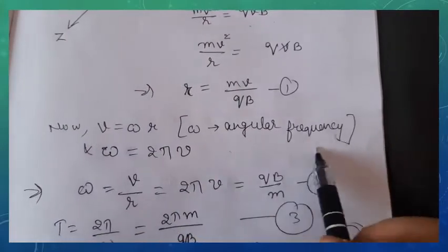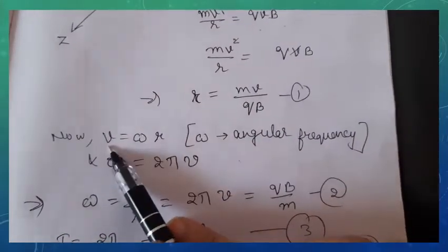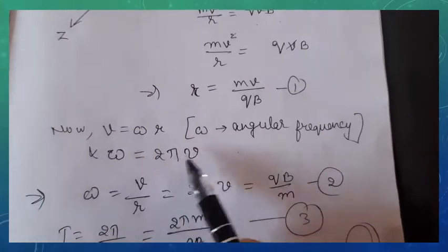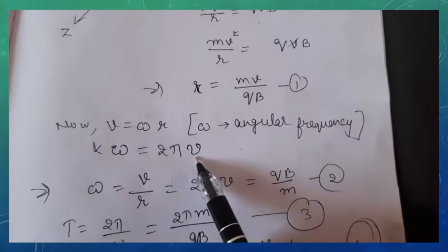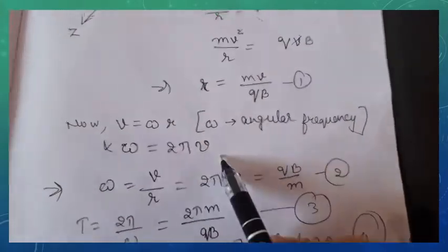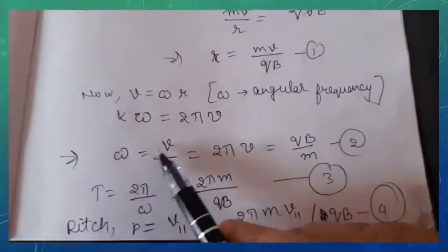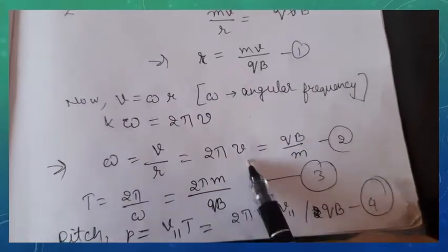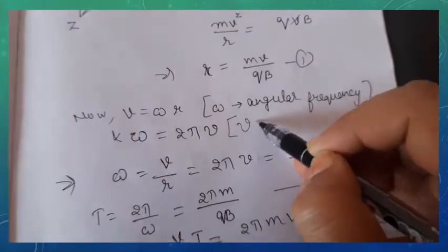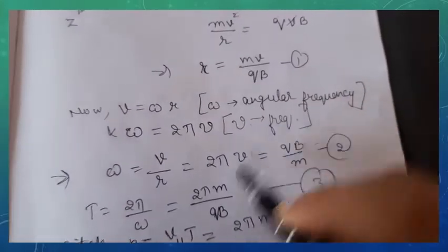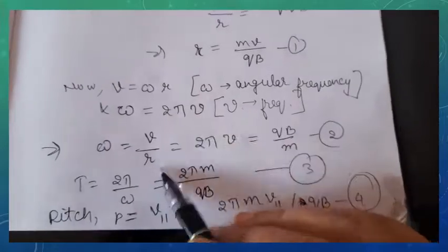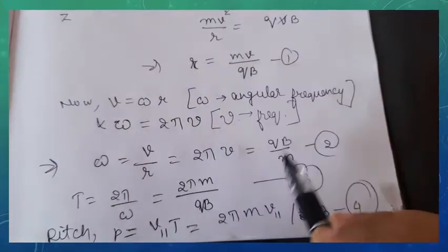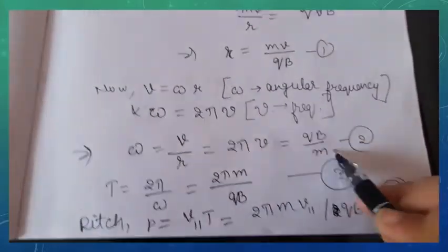Now we know that if ω is the angular frequency, then v is ωr. Linear velocity is angular velocity into r, and also ω is 2πν, where ν is the frequency. v and ν are different. You have been taught all this in class 11th. So from this we can write ω equals v by r, and ω is 2πν. We have the value of r here, so we find v by r, which means we divide v by r, and we get qB/m. So this is the expression for angular frequency.